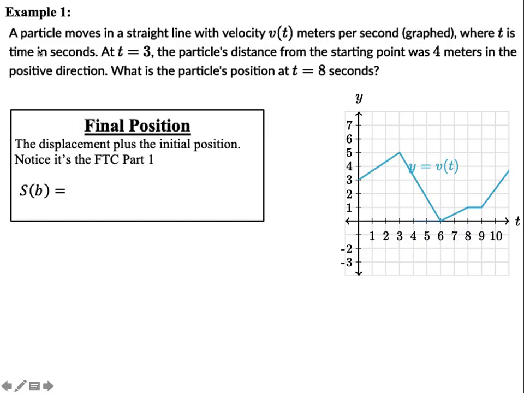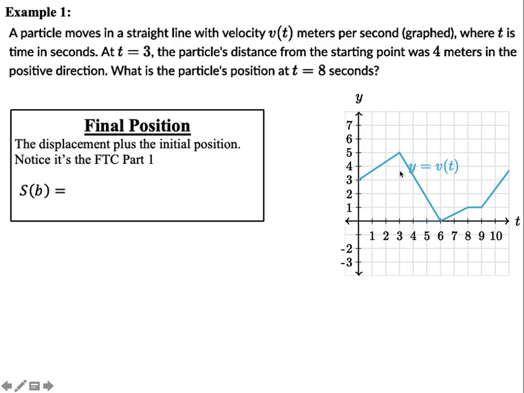Here's our first example. We have a particle that moves in a straight line with velocity v of t in meters per second. So here is the velocity function for this particle, where t is in seconds. At t equals 3, the particle's distance from the starting point was 4 meters. So when we get to this point in time, we're basically at +4 on the number line. And then it asks, what is the particle's position at 8? So after we go from 3 to 8, what is the particle's position?